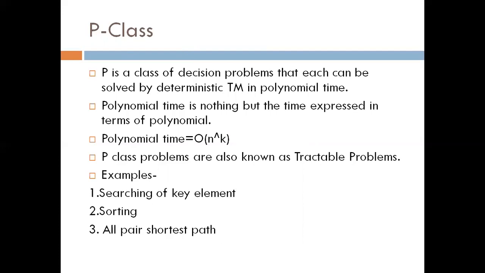Polynomial time is nothing but time expressed in terms of a polynomial, that is, we represent problem time complexity as big O of n raised to k. Here k is a constant value, that is a small value, and n is the problem size. P class problems are also known as tractable problems. Examples of P class problems: searching of a key element, sorting, all pair shortest path. All these problems come under P class problems.